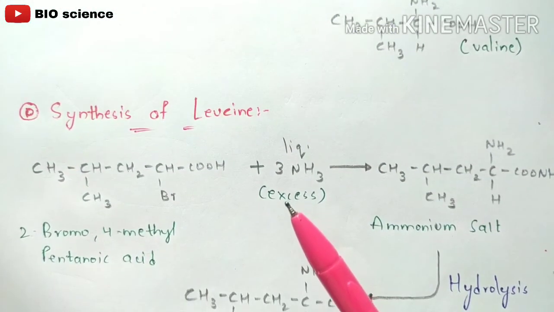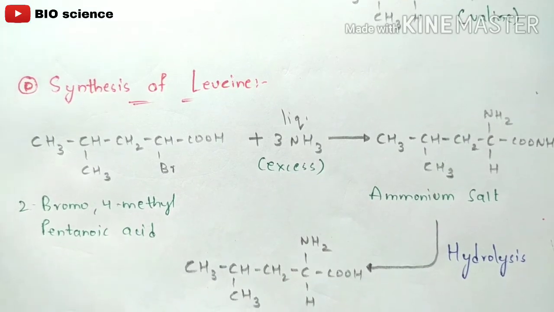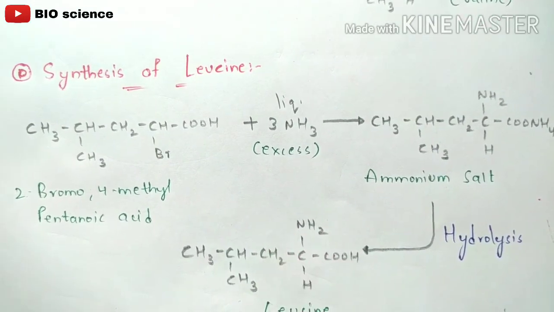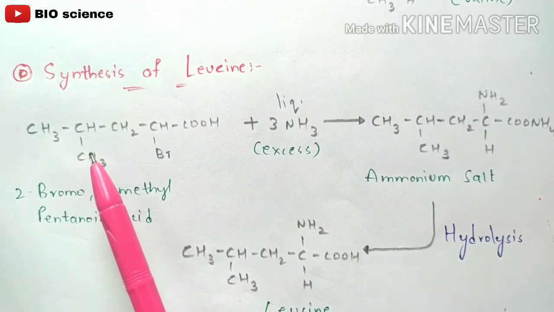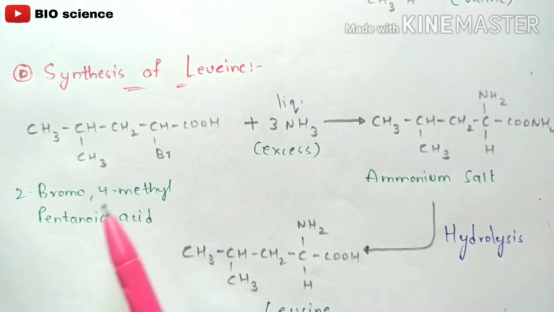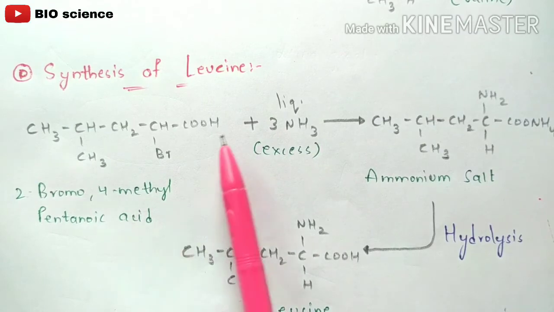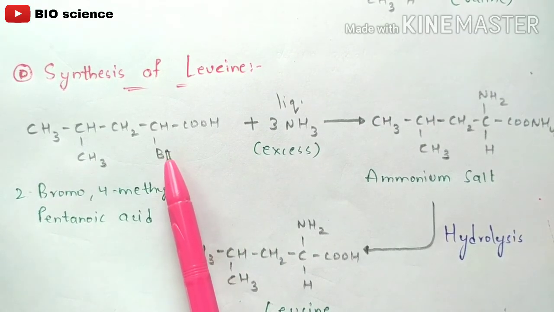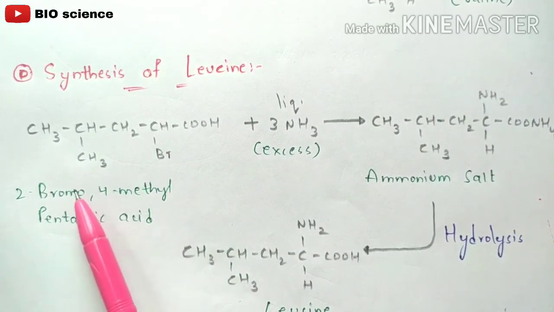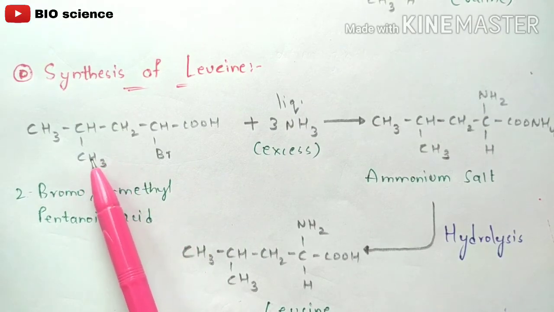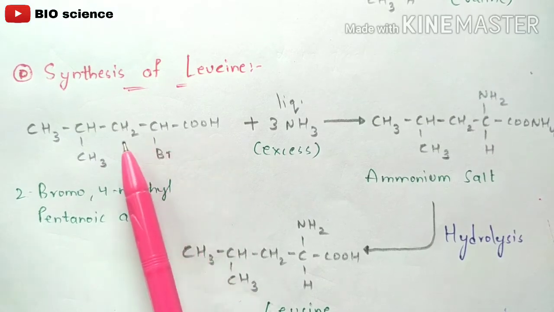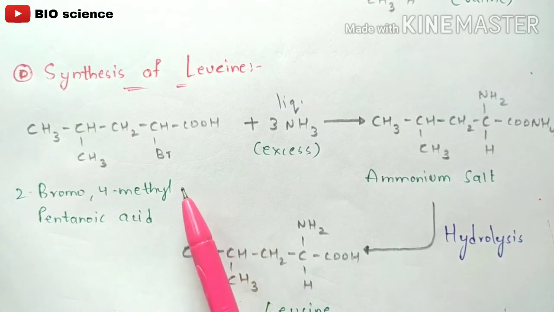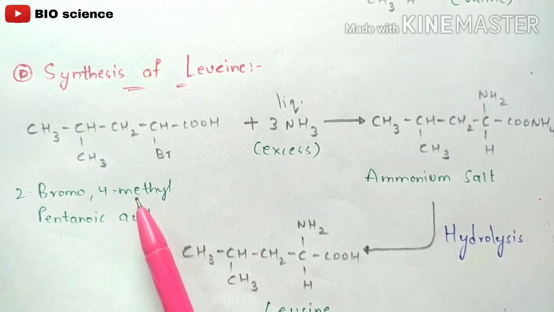And finally, the last example of amino acid which you are going to take here is leucine. So, synthesis of leucine. Here the alpha halogenated acid which you are going to take is 2-bromo-4-methylpentanoic acid, which means 5 carbons are present. At the second carbon bromine is present, so 2-bromo. At the fourth carbon a methyl group is present, so 4-methyl.